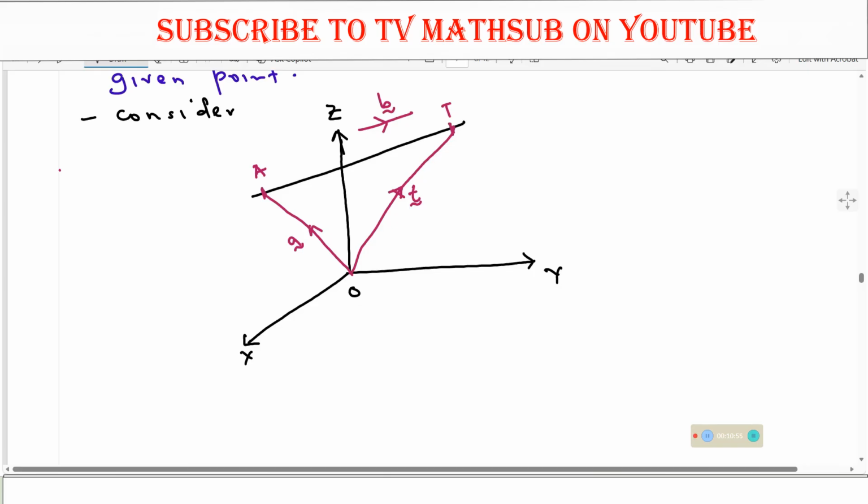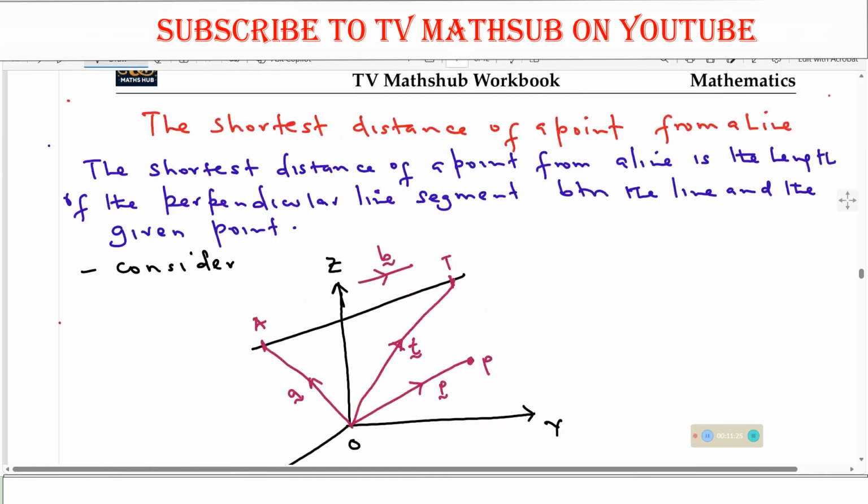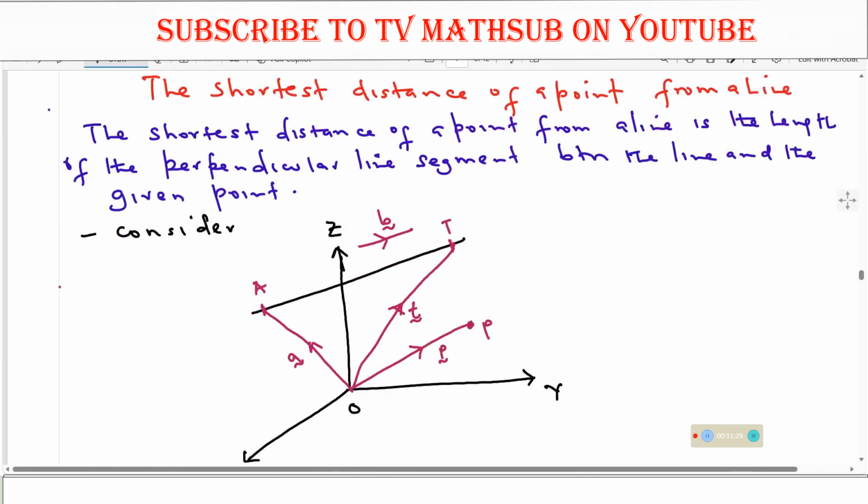Now if we have 2 points A and T defined by the position vectors A and T respectively, I want us to consider another point which is a point P. This is a point P which is also defined from the origin by the position vector P. Now we are interested in obtaining the shortest distance of a point from the line.